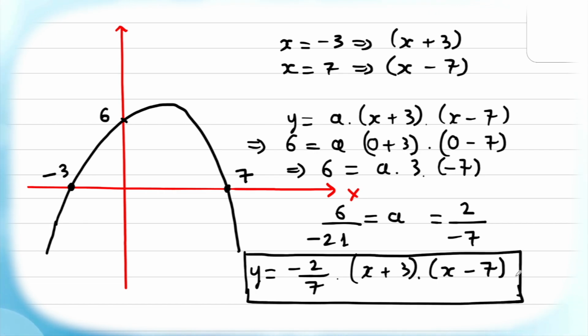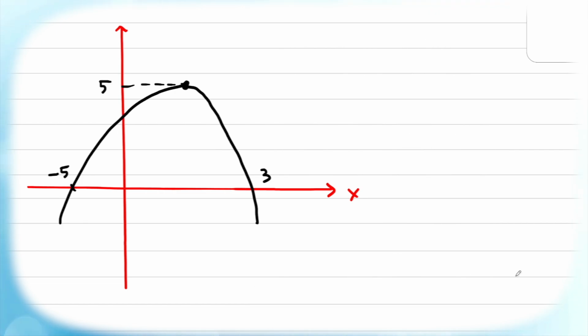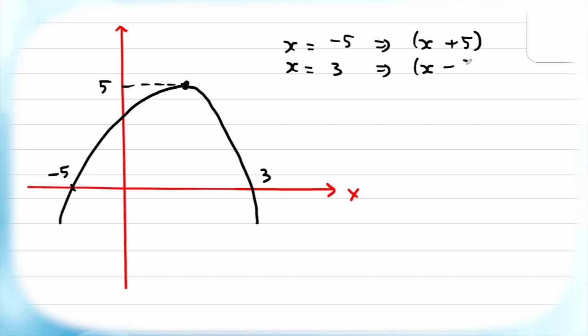Okay, move to the last question in this video. We have one more time for the vertex. So using the x-intercepts first, here is minus 5 and this one is 3. And here you got x plus 5. For here you got x minus 3. So you got here y equals a times (x plus 5) and (x minus 3). Yep, and now you got 5 here.